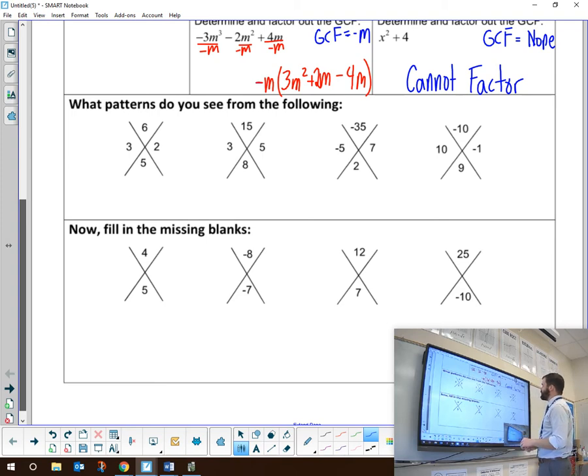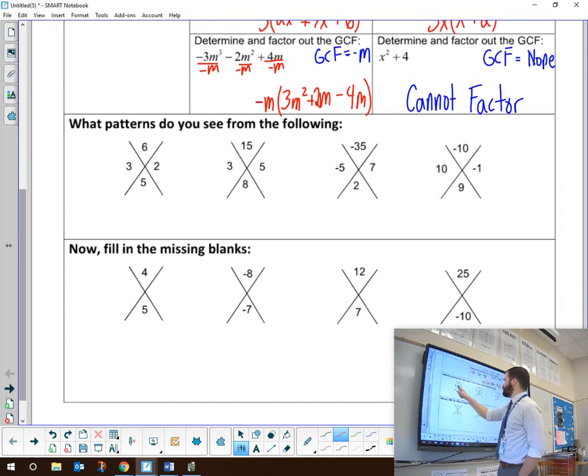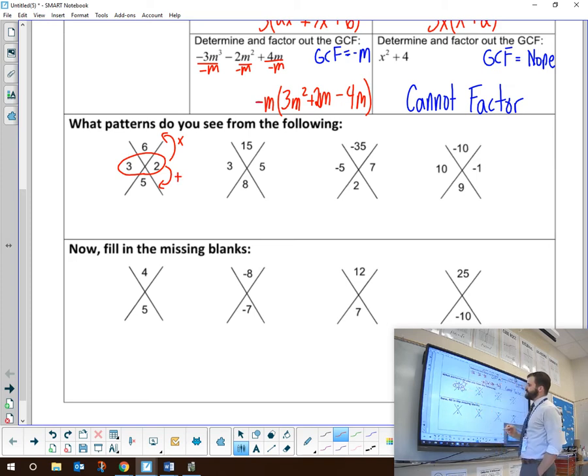What patterns do you see from the following? So here's all these x's, and I want you looking for what pattern you see here. Well, I'll tell you what I see. I see the two numbers on the side multiply to make the top number, and they add to make the bottom number. Look at this. 3 times 2 is 6. 3 plus 2 is 5.